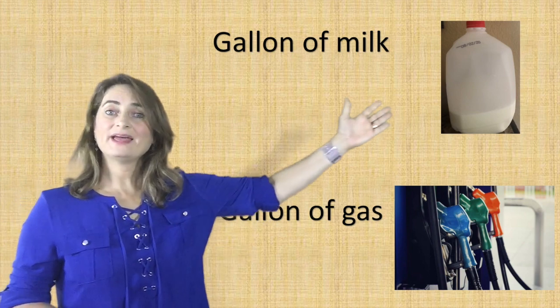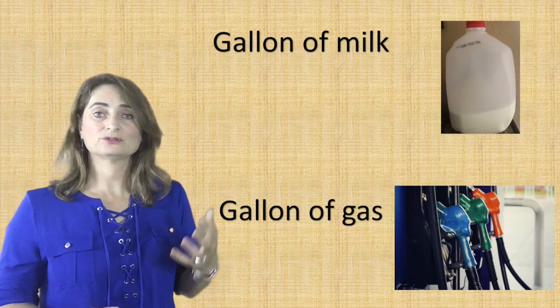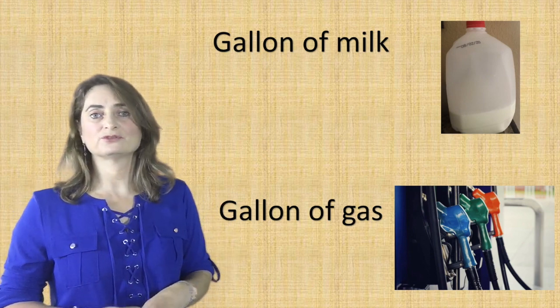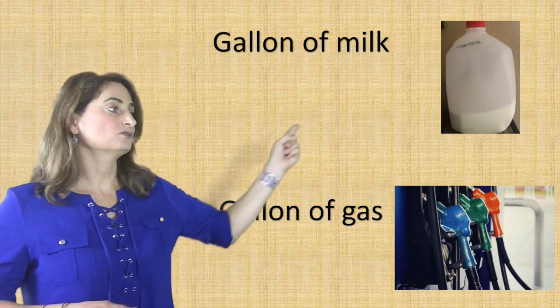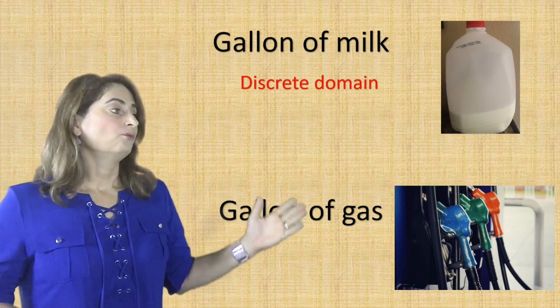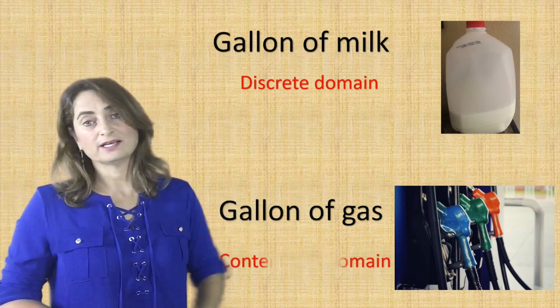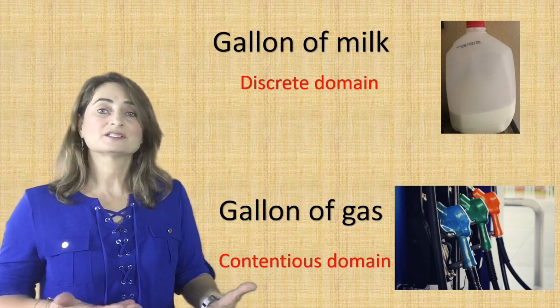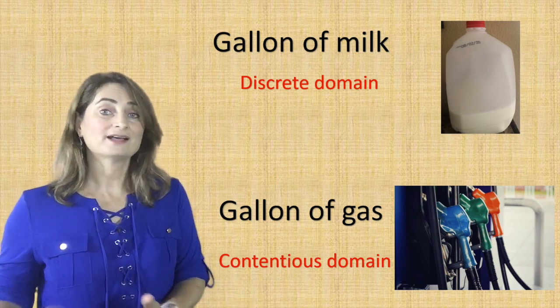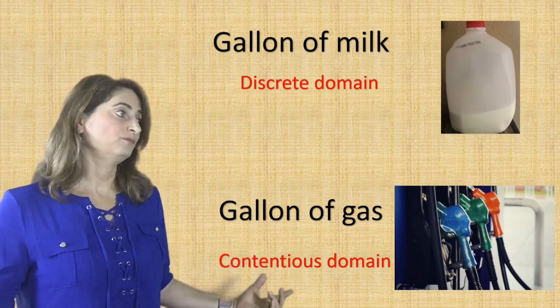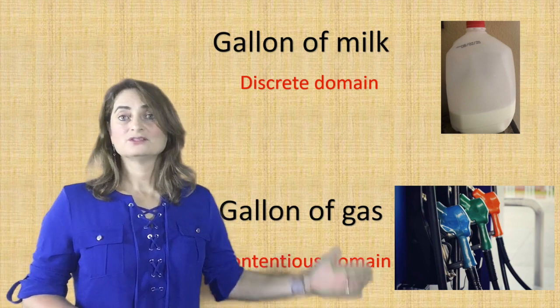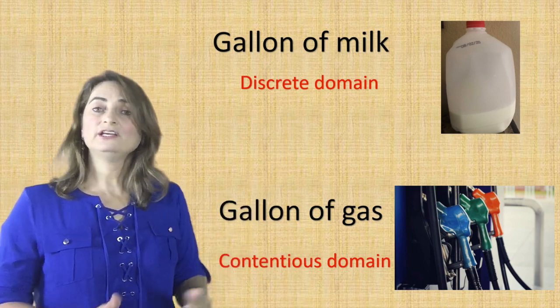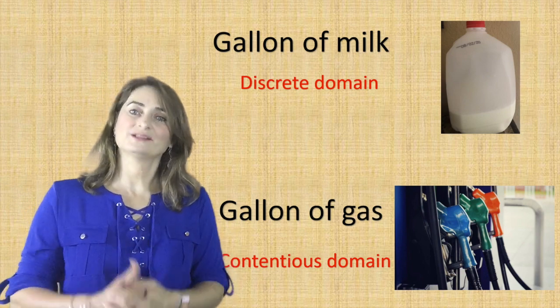Think about it: can you buy half a gallon of milk from the store or 2.2 gallons of milk from the store? No, which means those are discrete domains. But the gallons of gas, when you go to the gas station, you can buy 1.5, 1.2, 6.8 gallons of gas, and that would be a continuous domain. So think about the situation in real life for you to come up with your own examples.